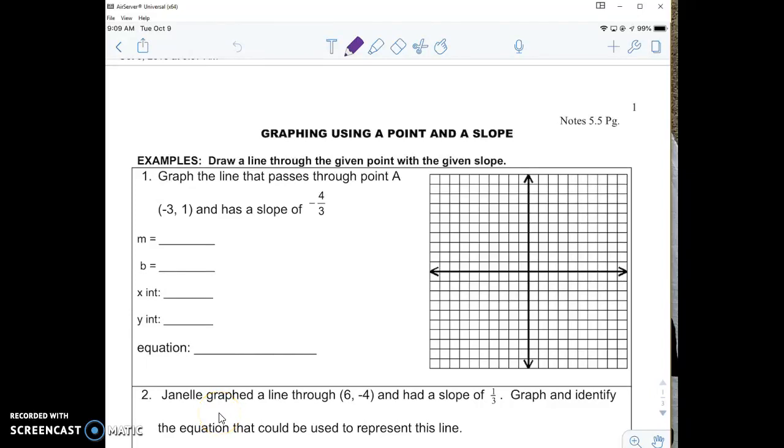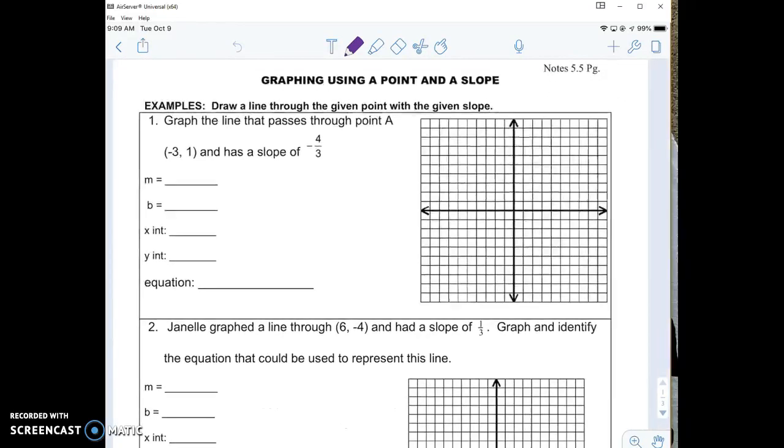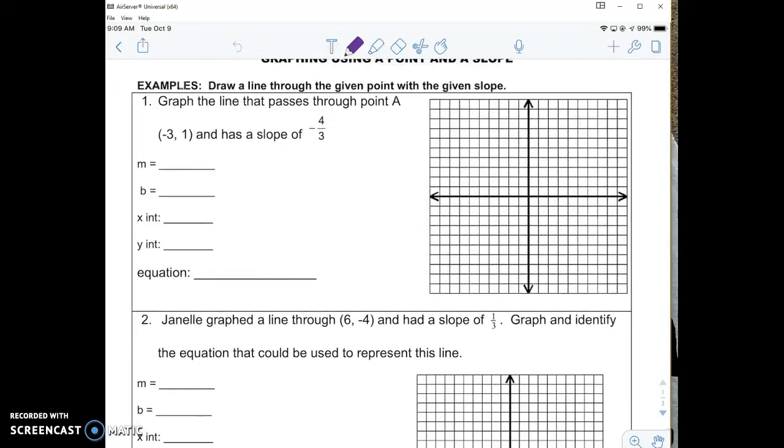This is Notes 5.5, graphing using a point and a slope. Draw a line through the given point with the given slope. Number 1. Graph the line that passes through point A, (-3, 1), and has a slope of -4/3.